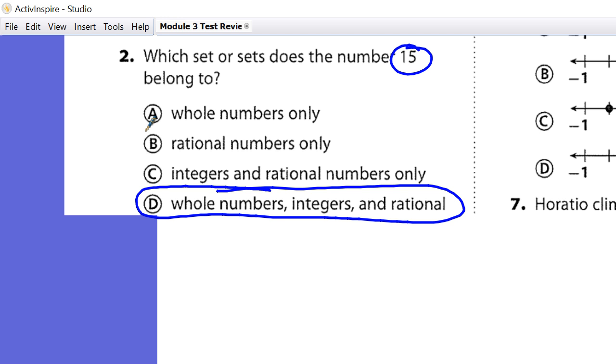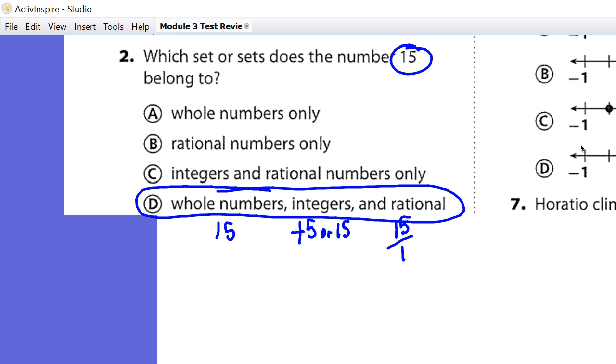And now is actually probably a decent time to explain why. Whole numbers are positive counting numbers. That's why 15 is a whole number. Integers are positive numbers and their opposites and 0. A lot of kids want to say integers are things like negative 15, but integers are also positive numbers like 15. And a rational number, if you think, well, that's not a rational number, well, it is, because a rational number is anything that can be written as a fraction. And 15 can be written as a fraction. It's 15 over 1. So the answer is D.